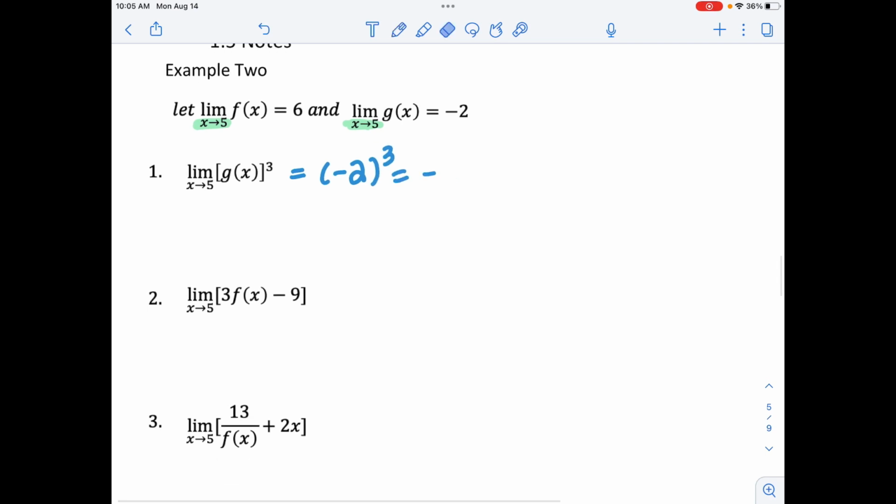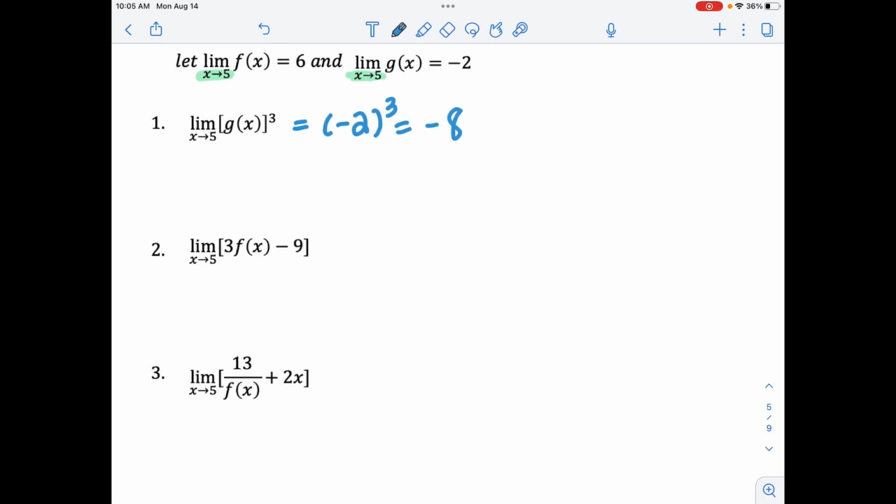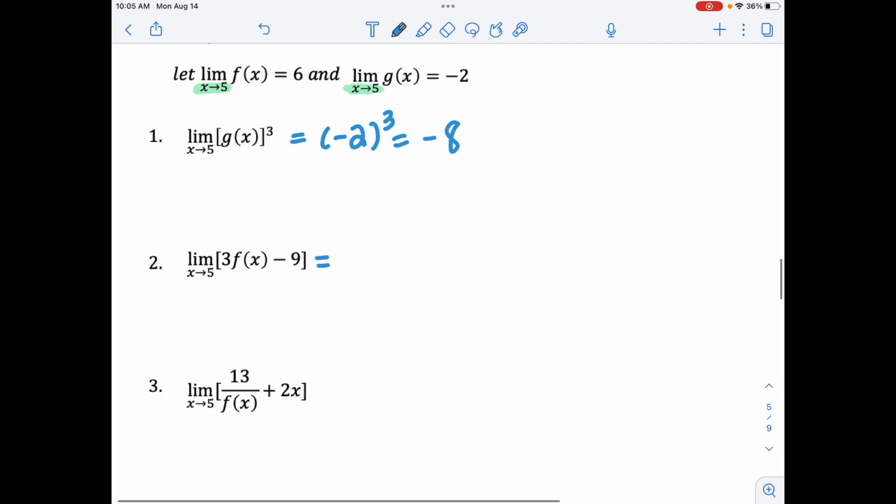So feel free to work ahead on these next couple problems, and I'm just going to explain them quickly. So this would be 3 times the limit as x approaches 5 of f of x, which is 6, minus 9. So I'm just substituting.